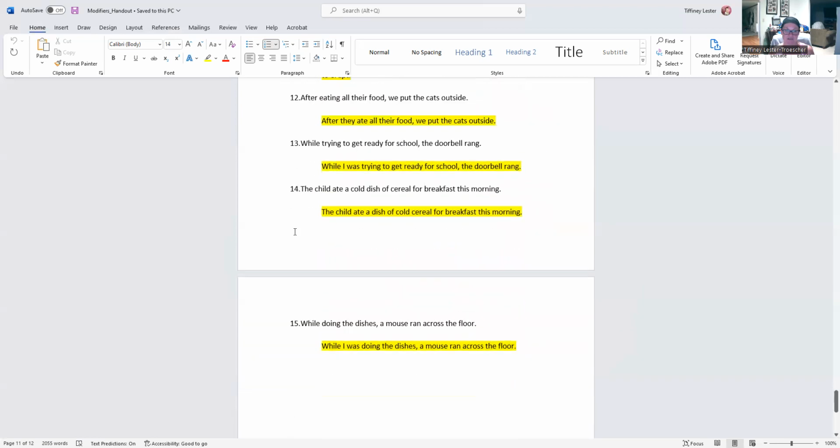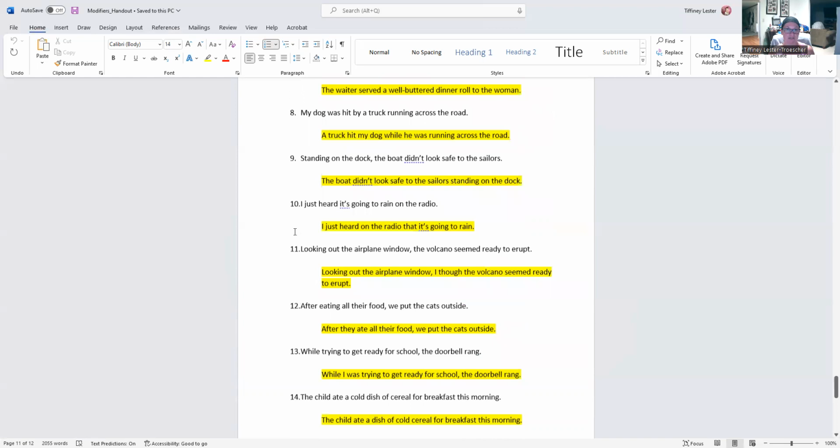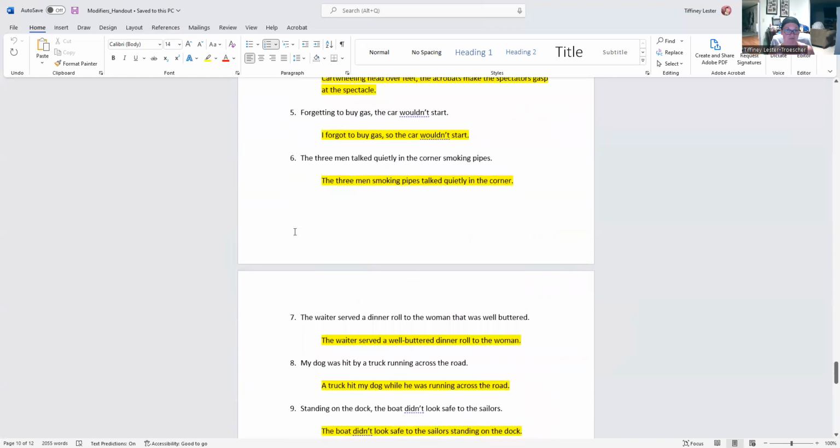I think hopefully that's enough to give you a good idea of what we mean by misplaced and dangling modifiers, and how it might not seem like a big deal, but when you read each sentence the way it's originally worded, and you really think about what it's saying, you can see that it doesn't really make sense. Three men talked quietly in the corner smoking pipes. The corner is not smoking pipes. The men are smoking pipes. The three men smoking pipes talked quietly in the corner.